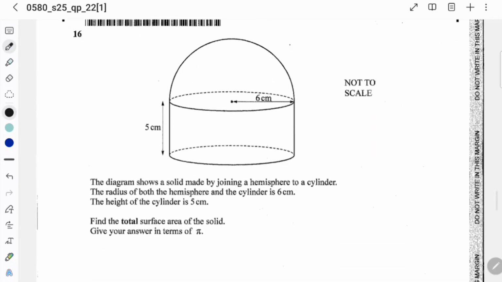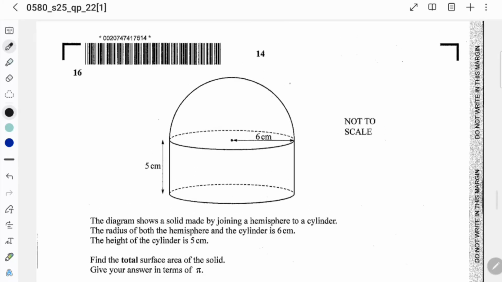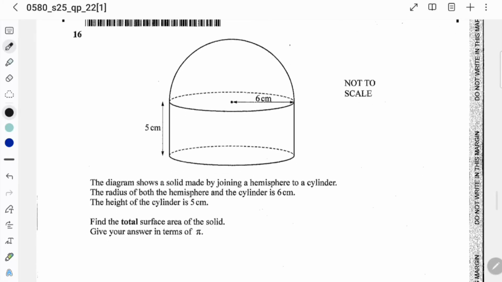The next question is question number 16. We can see a cylinder and a hemisphere. The diagram shows a solid made by joining a hemisphere to a cylinder. The radius of both the hemisphere and the cylinder is 6 centimeters. The height of the cylinder is 5 centimeters. Find the total surface area of the solid and give your answer in terms of pi.